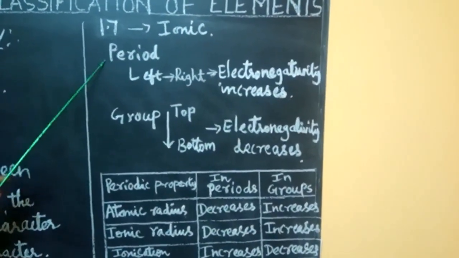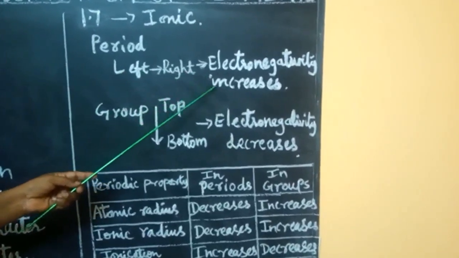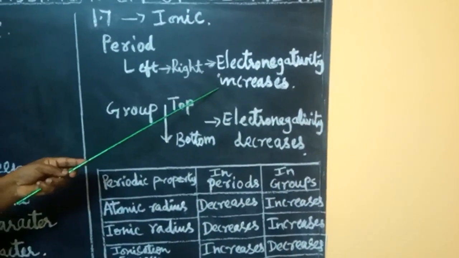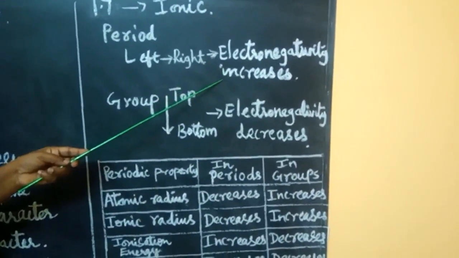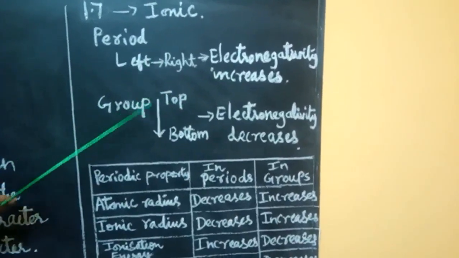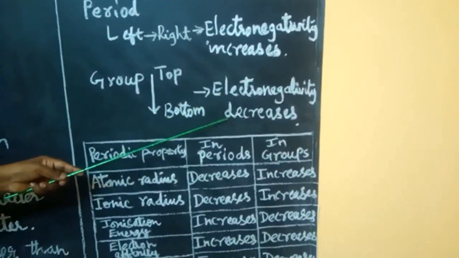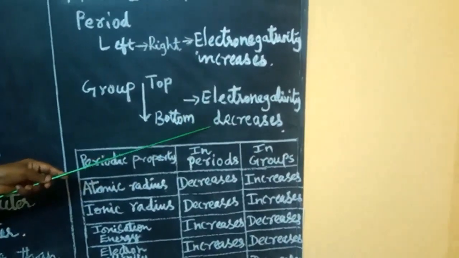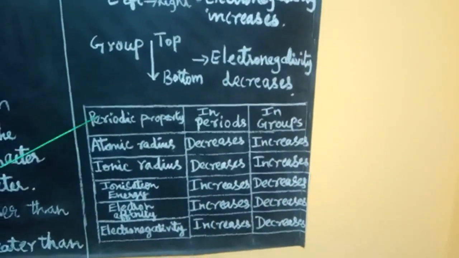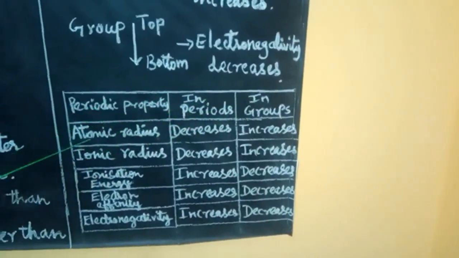Along the period from left to right, electronegativity increases because of the increase in nuclear charge, so electrons are attracted more strongly. Along the group from top to bottom, electronegativity decreases because of the increase in the number of energy levels. Now we will revise all the periodic properties in periods and groups.